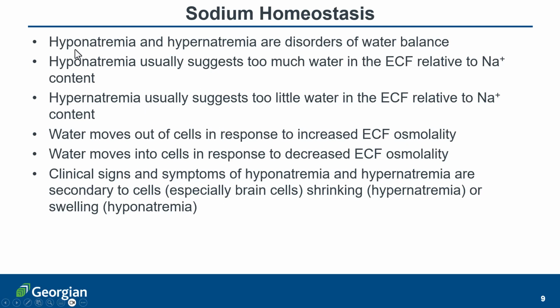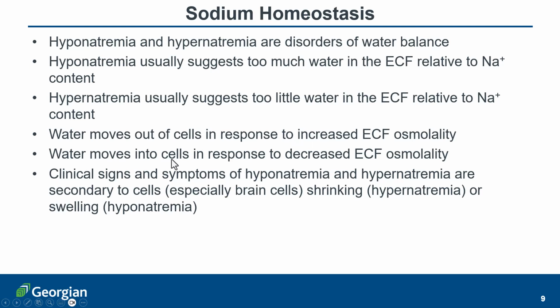Hypo and hypernatremia are related in terms of their effects on the cells. So when you have hyponatremia, you have a decrease in ECF osmolarity. Consequently, you've altered the water balance, you've altered the osmolarity, and now you're going to have shifts of water. Specifically, water will move out of the cells if there is an increase in ECF osmolarity. That's what occurs in hypernatremia.